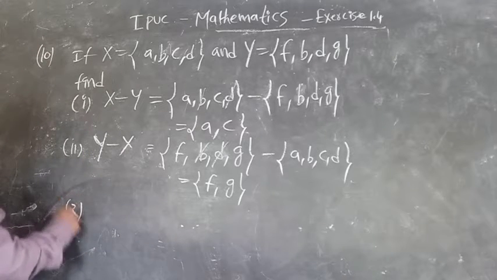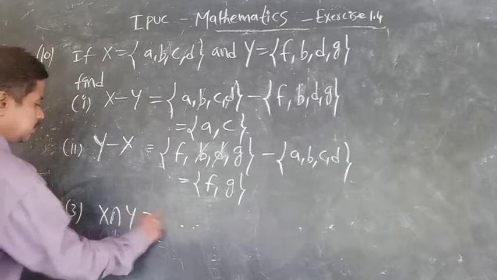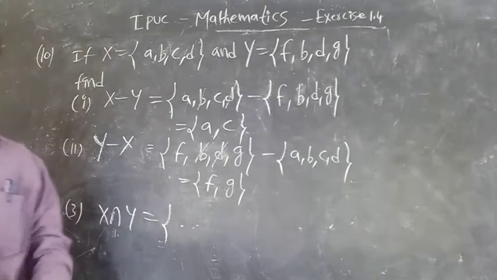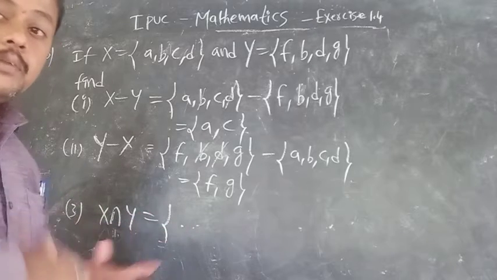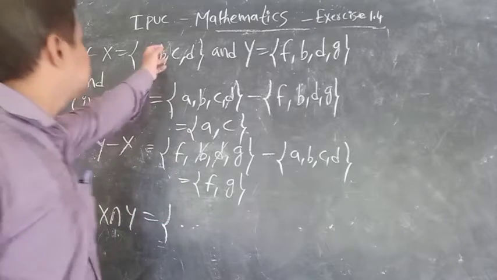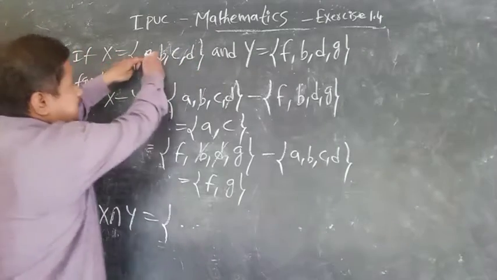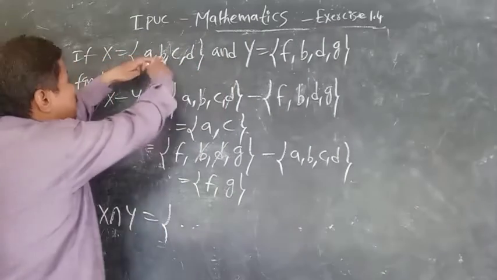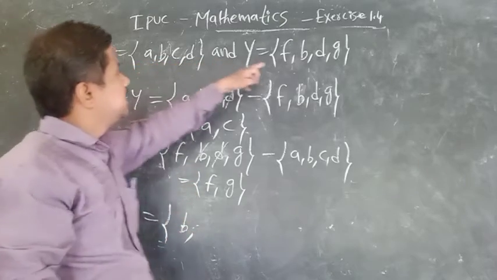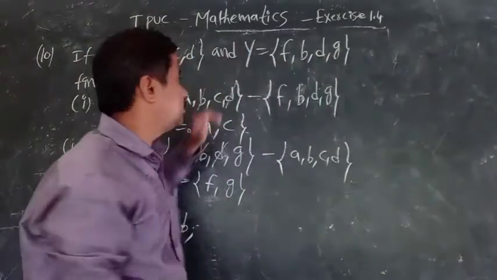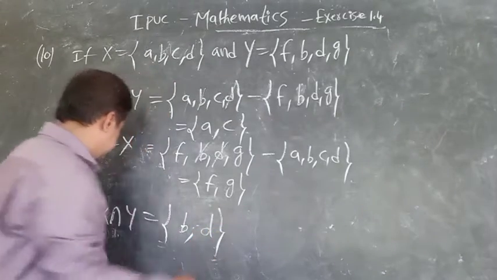Next, X intersection Y. You know intersection, how to calculate the intersection. Intersection means the common elements to both X and Y. Now what are the common elements? A is not there, leave it. B is there, write down B. C is not there, D is there, so write down D. So this is X intersection Y.